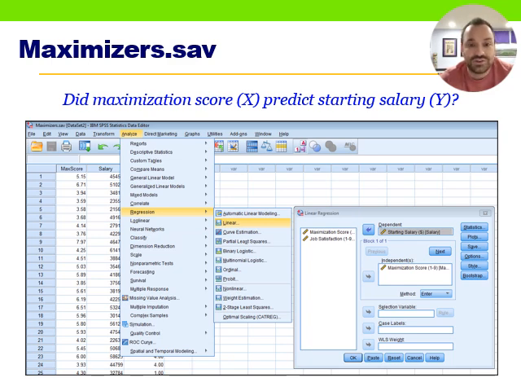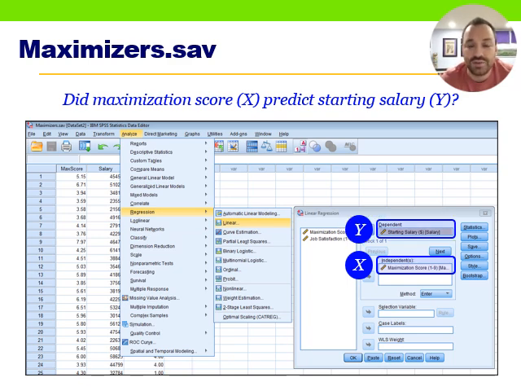As a reminder from last week, what you're seeing on the screen is how to run this test in SPSS. We're going to go to Analyze, Regression, Linear. Our X variable, which in this case is maximization score, is going to go in our independent variable box. I should have mentioned this earlier, but for this variable, higher scores mean you're more of a maximizer, whereas lower scores mean you're more of a satisficer. Our outcome variable is the starting salary at their job, just measured in dollars. So we're going to put that in the dependent variable box.